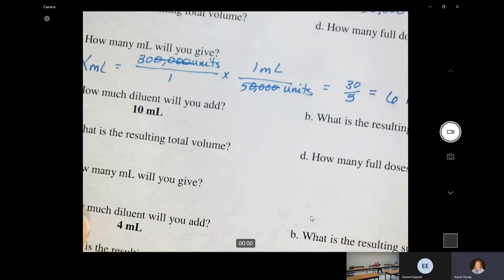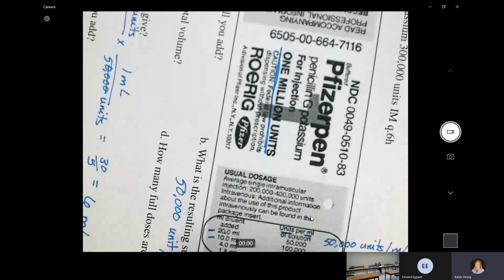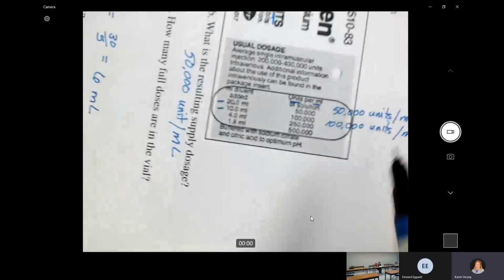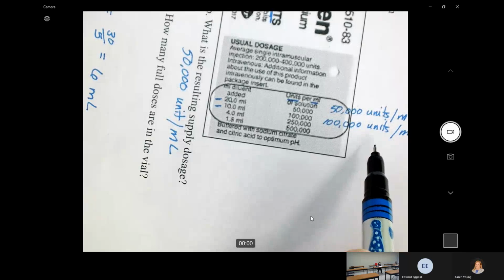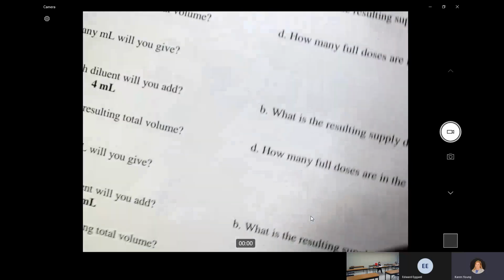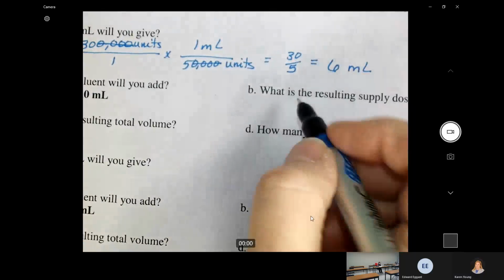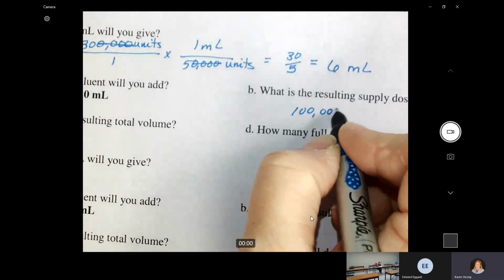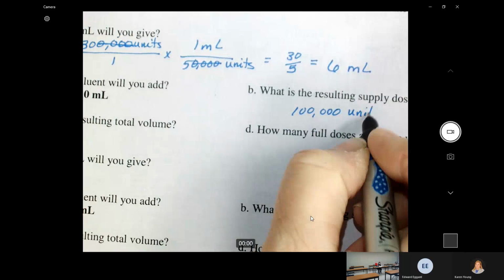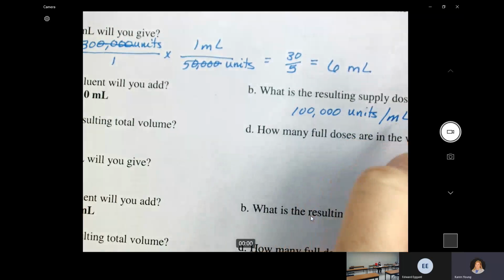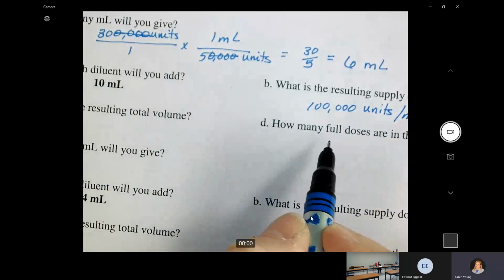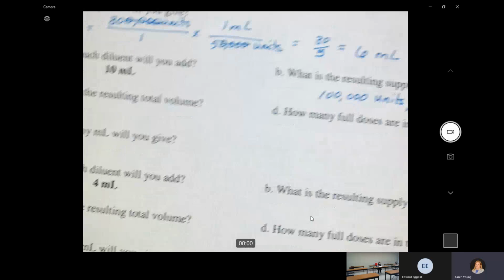Then we're going to look at the 10 milliliter. The resulting dosage, if I add 10 milliliters of diluent, is 100,000 units per milliliter. So again, I'm going to skip C and D for right now.